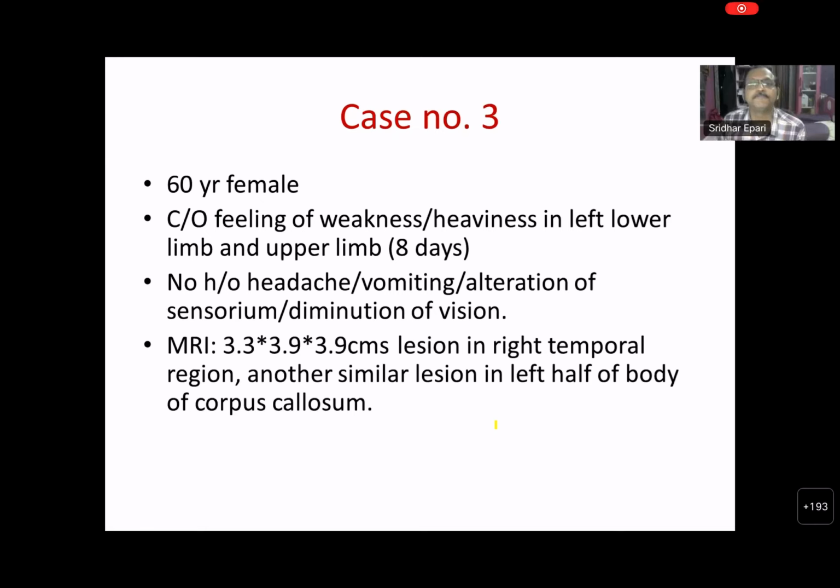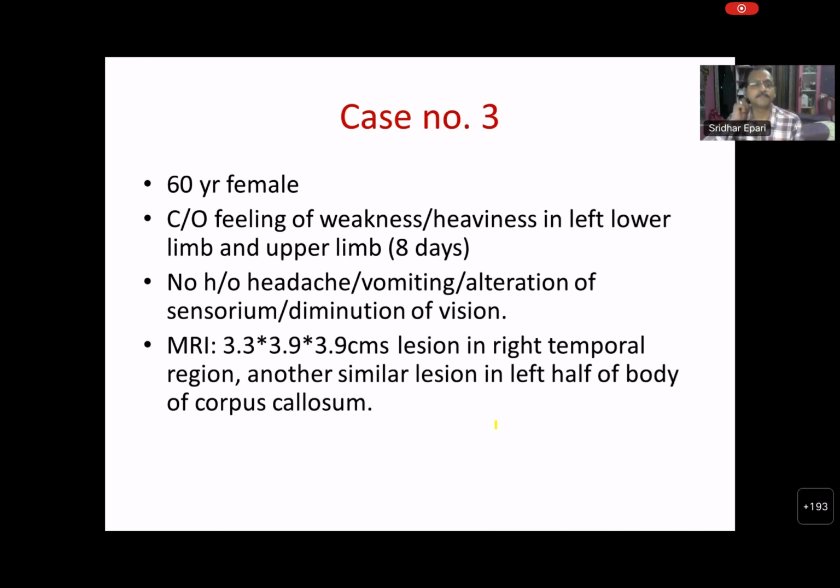Anybody? It's a 60-year-old female with weakness and heaviness in the left lower limb and upper limb for the past 8 days. No history of headache, vomiting, alteration of sensorium, or diminution of vision. MRI, you got some lesion. An older lady, short presentation. Okay? Yes, short presentation.